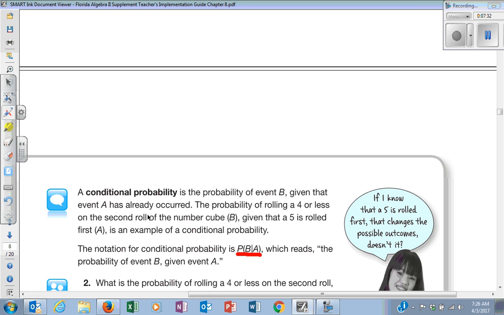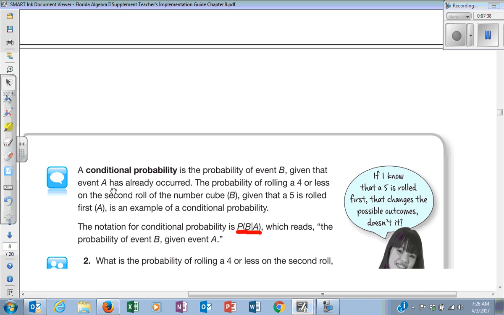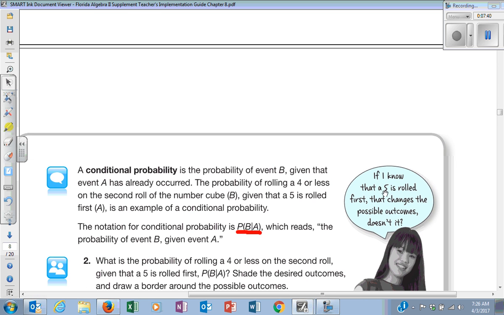which is I think what we're going to talk about, right here. I think that's what they're going to get into. If I know that a 5 is rolled first, does that change the possible outcome of the second one? Does me rolling a 5 the first time change my outcome of me rolling a 4 or less for the second? So what's still going to be my probability of rolling a 4 or less given that I have a 5?